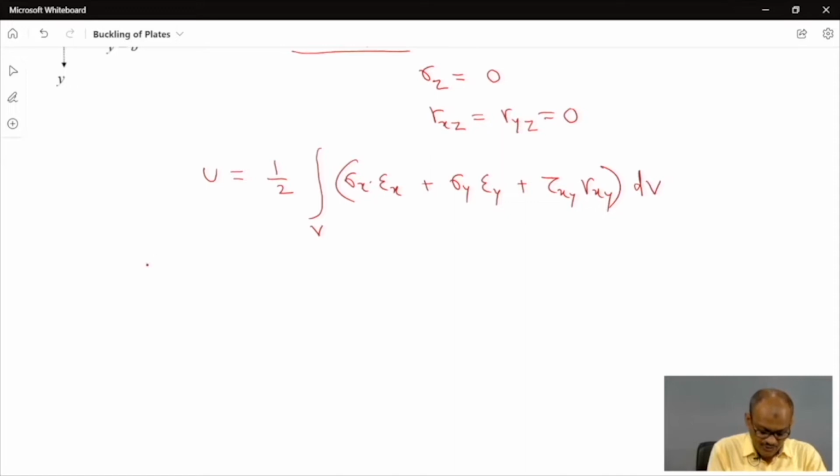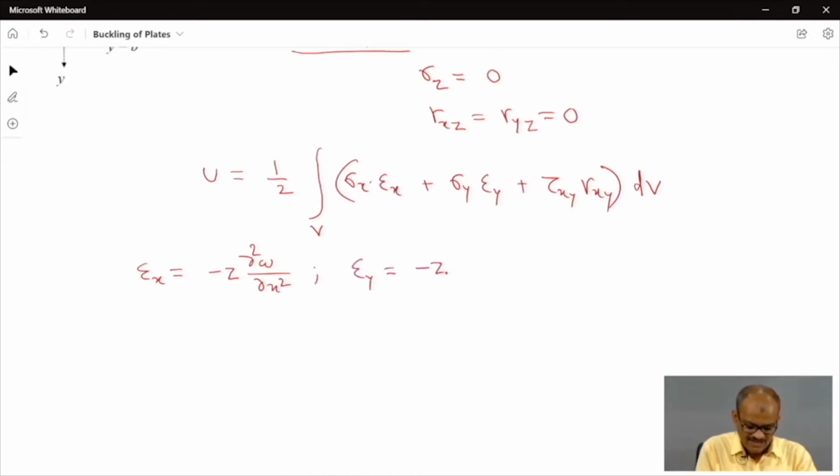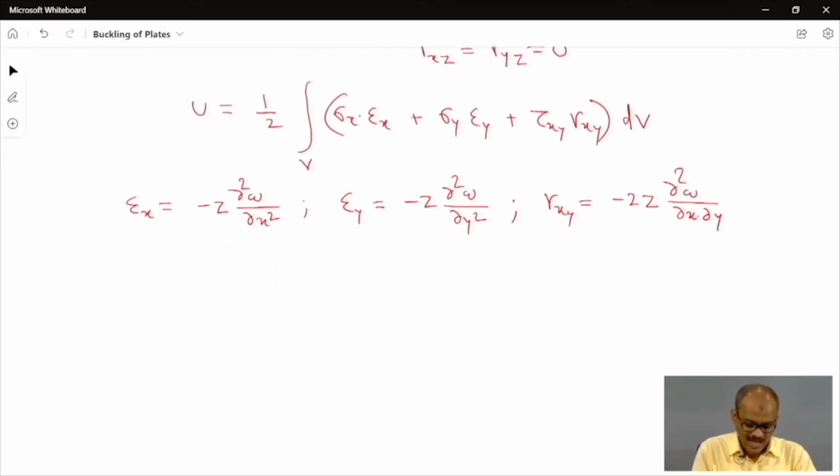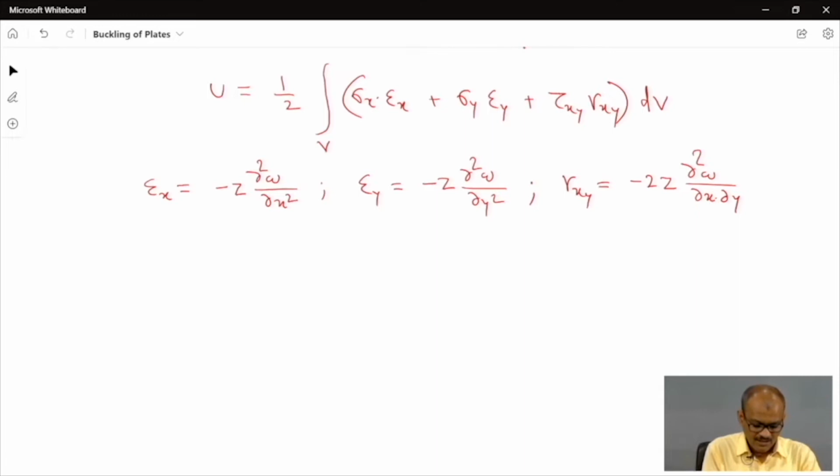Now, we know the expression of strain, which we had just derived in the previous lecture: epsilon x is equal to minus z into del square w by del x square, and epsilon y is equal to minus z into del square w by del y square, and gamma xy is equal to minus 2z into del square w by del x del y. And we got the strain in terms of displacement.